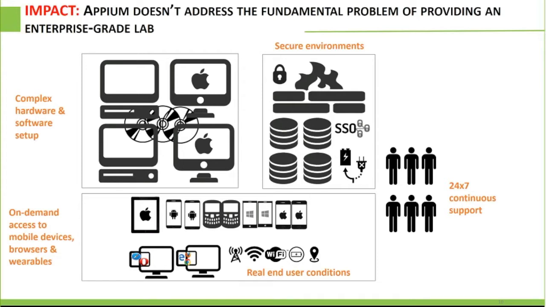So it's a hardware and software setup. You need people who provide continuous 24/7 support, and it needs to be a secured environment. So there are firewalls, VPN tunnels, and SSO that are involved in setting up an enterprise-grade lab that can support a high level of secure, parallel, unattended automation, right? So Appium needs this as the foundation in order to be able to do its job effectively. This is something that is not part of the Appium solution and something that needs to be provided separately.